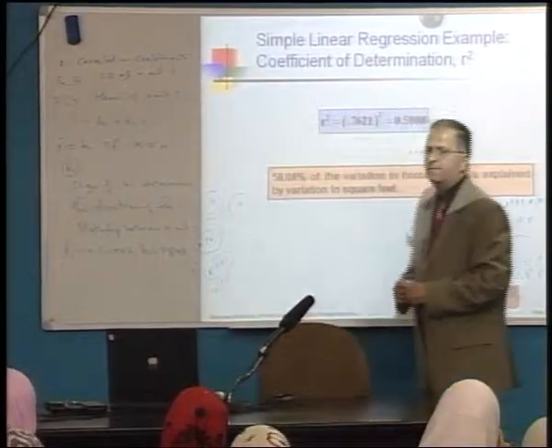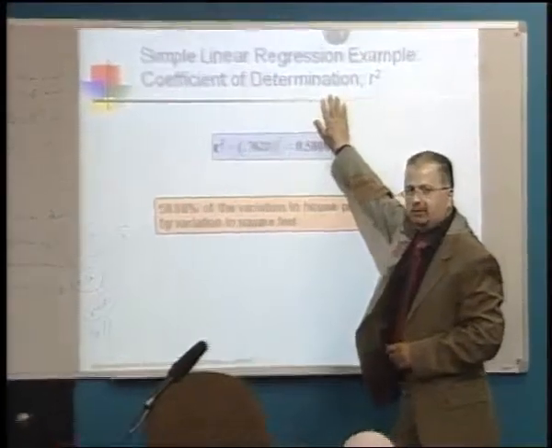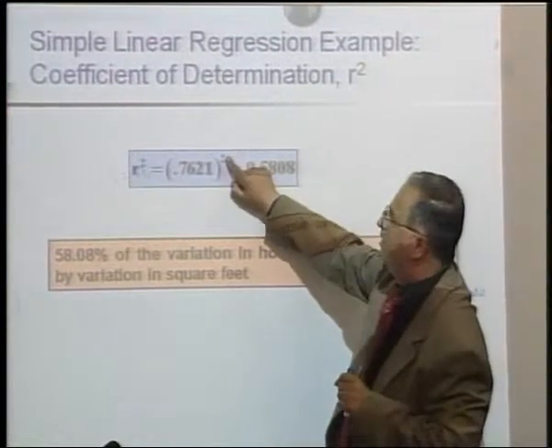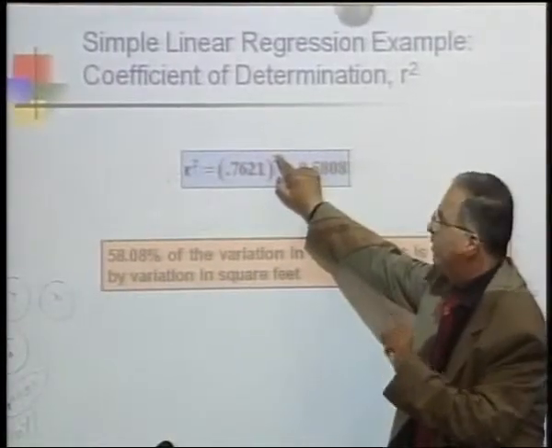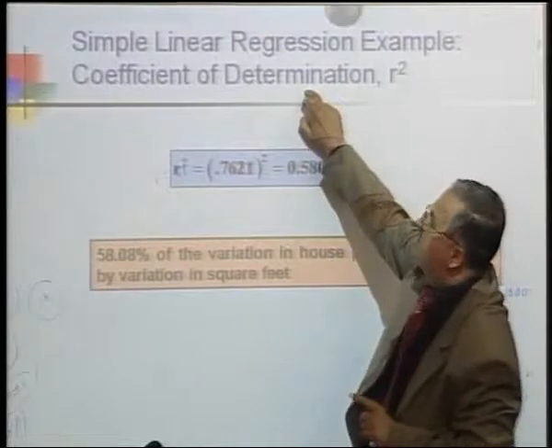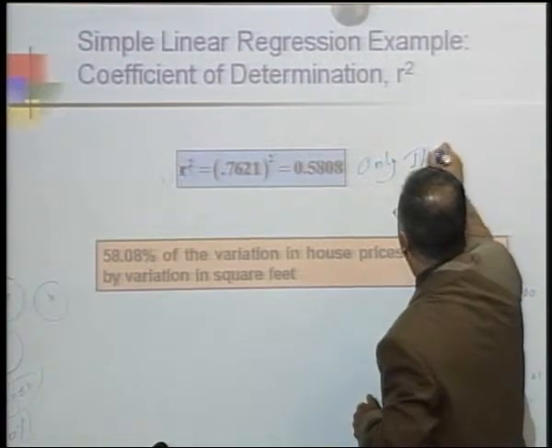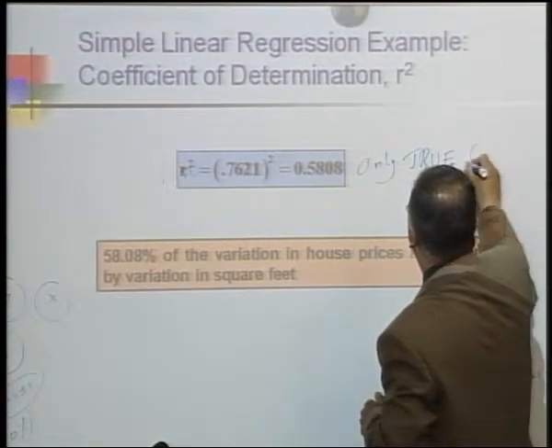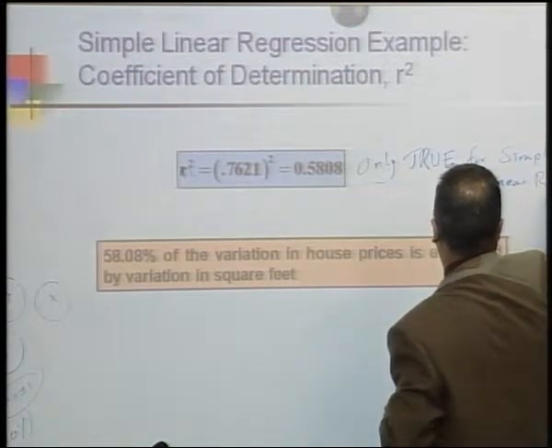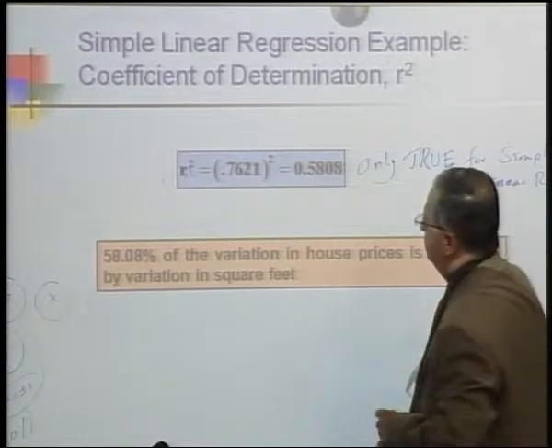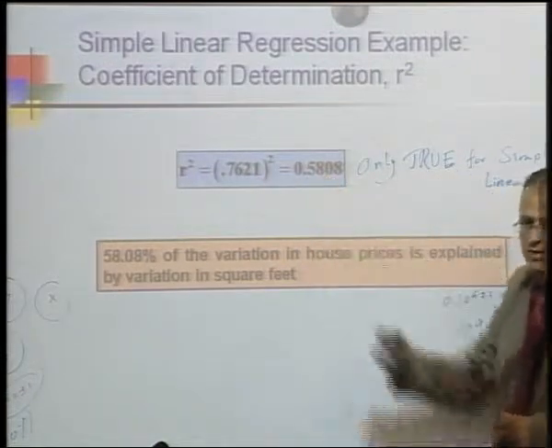Now for the previous example, R was 0.76. To determine the coefficient of determination, once more, square this value. That's only valid for simple linear regression. Otherwise, you cannot square the value of R to determine the coefficient of determination. So again, this is only true for simple linear regression. So R square, 0.76 squared, will give 0.5808.